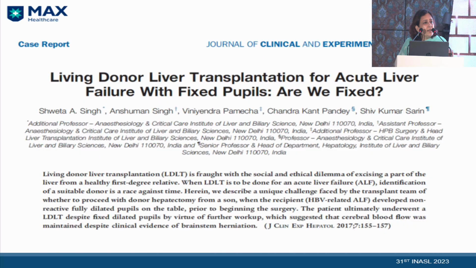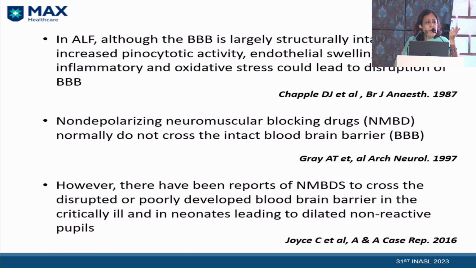We have seen that there are sporadic case reports. This was one of our experiences, and many of us face these problems, that these patients will suddenly develop dilated pupils and you do not know what to do. In those scenarios, you can see the pupil, you can see the fundus, but it's a fact that when you're monitoring and managing these patients, these situations will arise where the pupils are fixed and dilated.